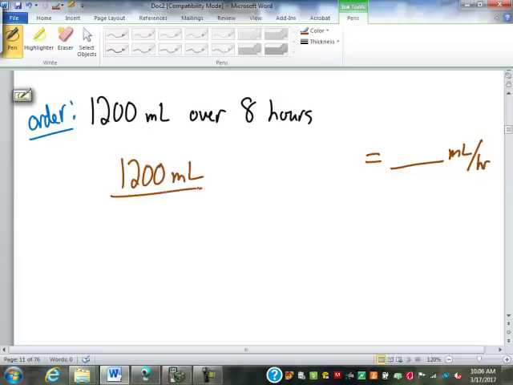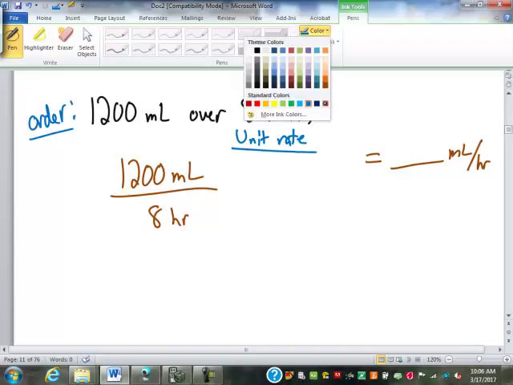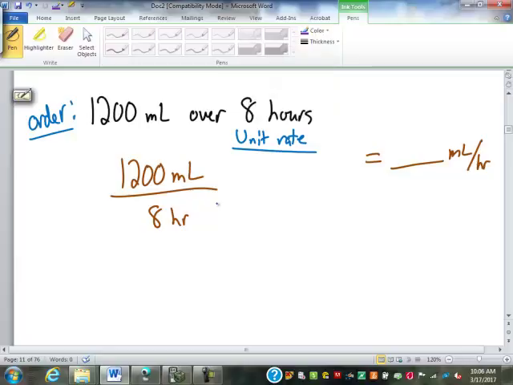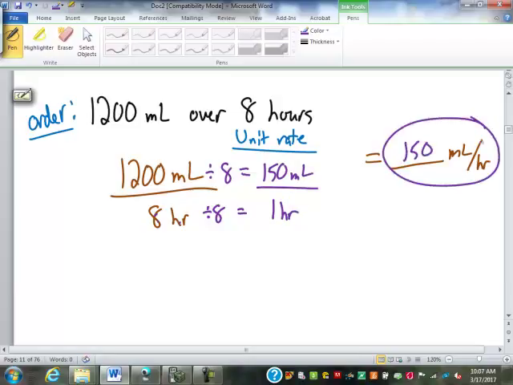we create our rate, 1,200 milliliters over 8 hours. And if you recall back to when we did our ratio and rates and proportions, rates are always expressed as unit rates. So all we are doing here is converting this into a unit rate. In a unit rate, we just divide both the numerator and denominator by the numerical value of the denominator. This is 8 hours here, so what we're doing is dividing by 8. 8 hours divided by 8 is 1 hour. 1,200 milliliters divided by 8 is 150 milliliters. So that's 150 milliliters over 1 hour, or 150 milliliters per hour.